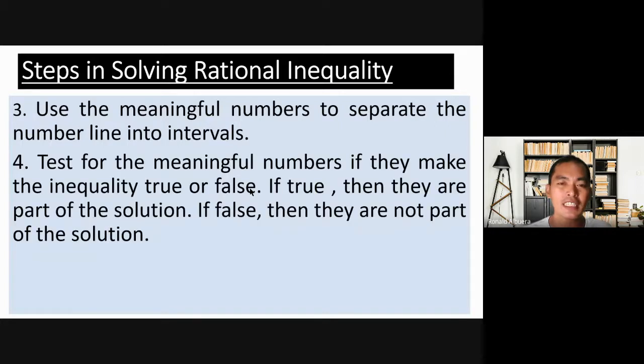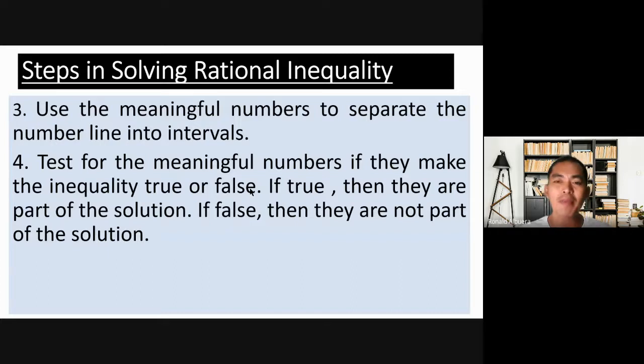Test for the meaningful numbers if they make the inequality true or false. If true, then they are part of the solution. If false, then they are not part of the solution. Ang ibig sabihin, you are going to test it, the critical value, kung part ng solution set. Paano ninyo malalaman na ang critical value or meaningful numbers are part of the solution set?